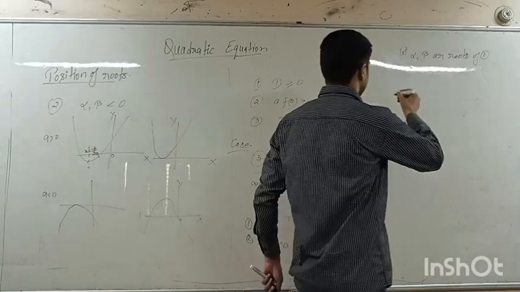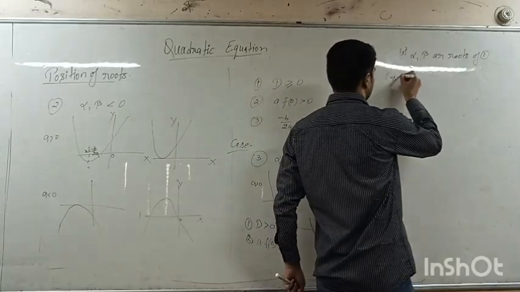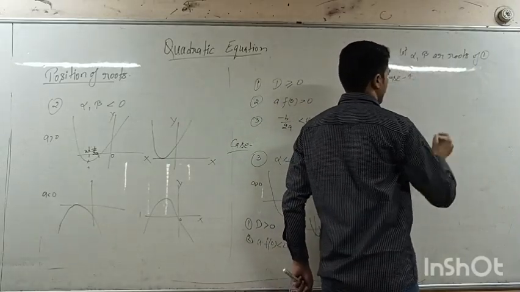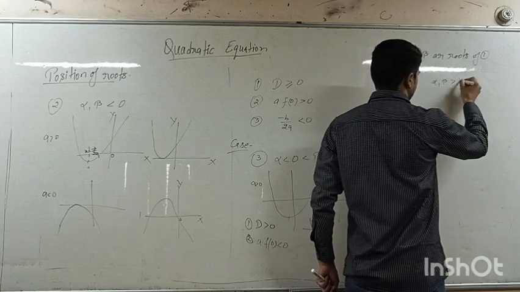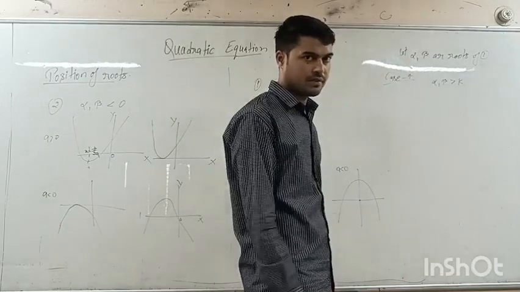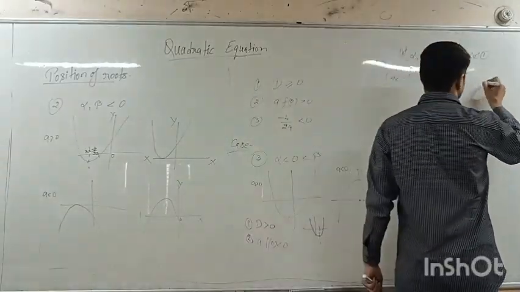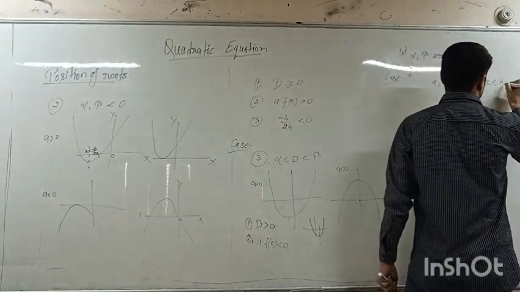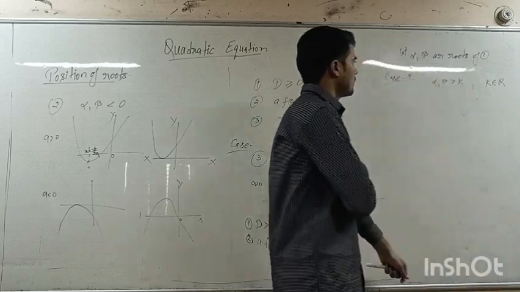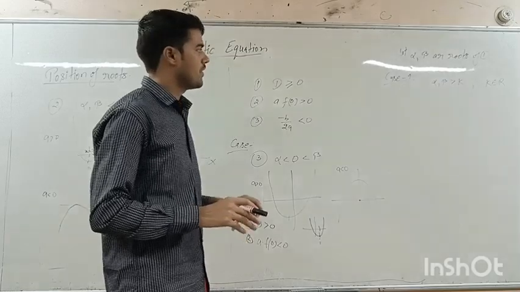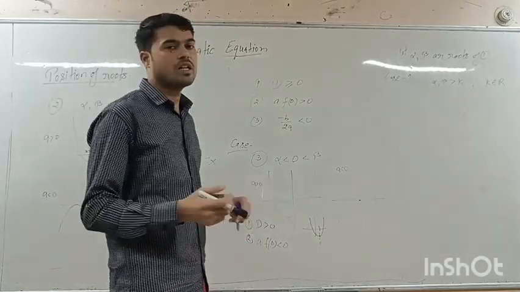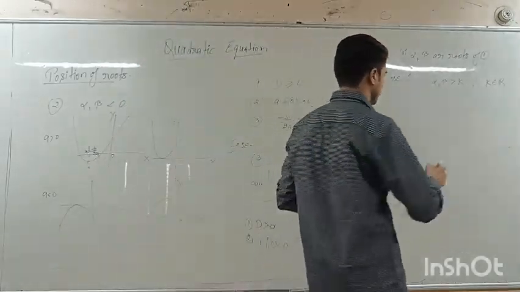Now the fourth case is from here. Case 4. If alpha and beta are greater than k, where k is any real number, k belongs to R, then how can we find the condition? We will just do the same thing. We will draw the graph and observe what can be observed.